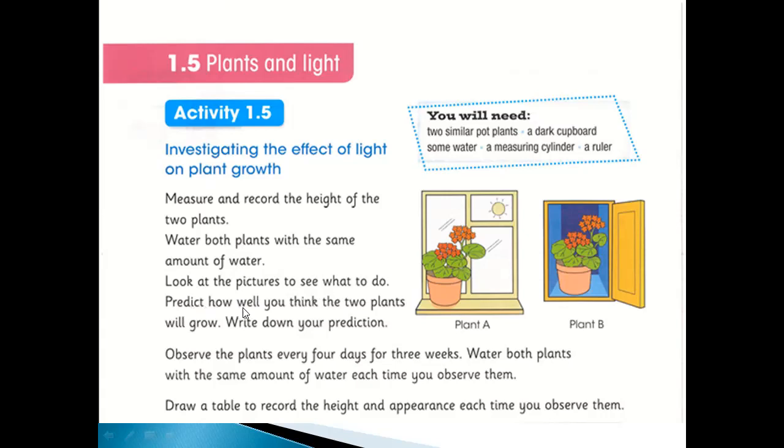Predict how you think the two plants will grow. According to you, what will happen to plant A and plant B? If you put your plant in two different places, write down your predictions. Observe the plants every 4 days for 3 weeks. After 4 days, you will record what happened. Is there any kind of change? Water both plants with the same amount of water each time you observe them. Draw a table to record the height and appearance each time you observe them.